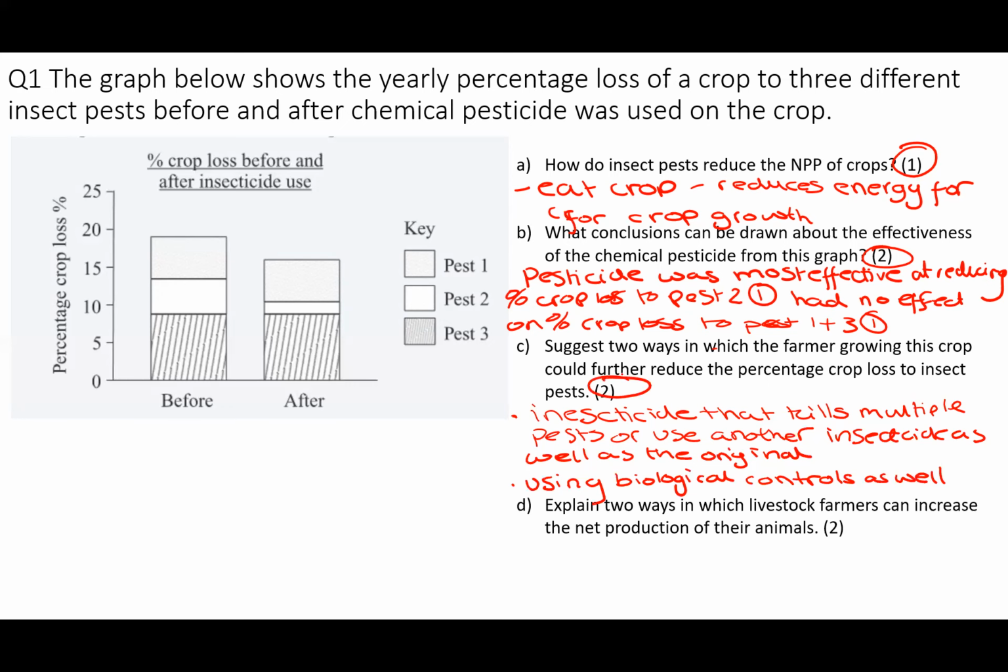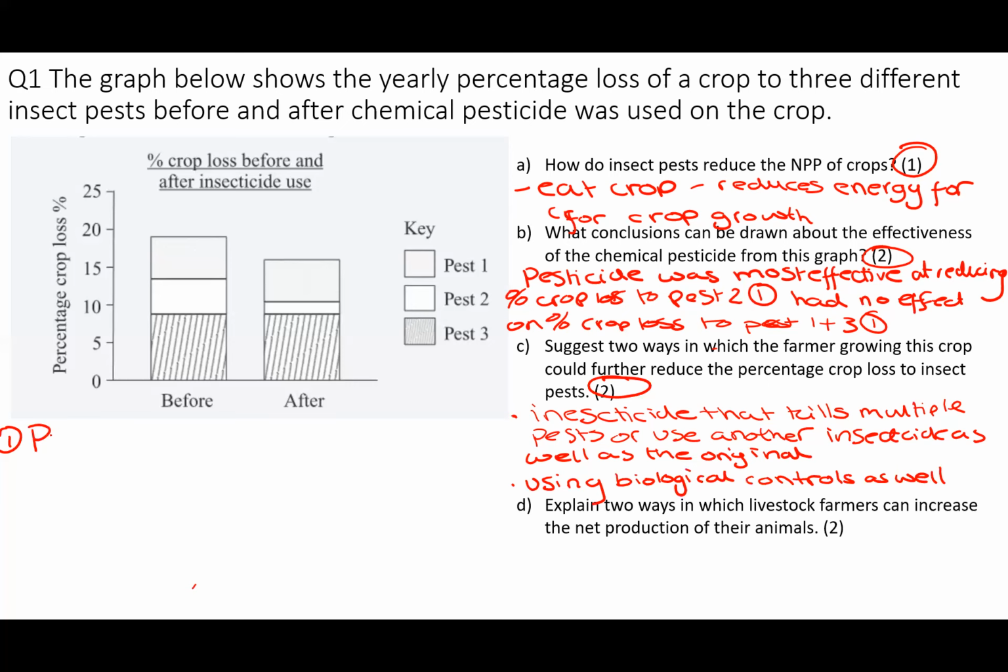And your final mark, explain 2 ways in which livestock farmers can increase the net production of their animals. Nothing to do with the graph, but it's that same topic. So keep them in pens, so respiratory loss through movement is reduced. So I'm going to answer this one here. So I'm going to say 1. And we're going to keep them in pens, which reduces respiratory loss through movement. That'll get you 1 mark, and then you need to suggest another way.